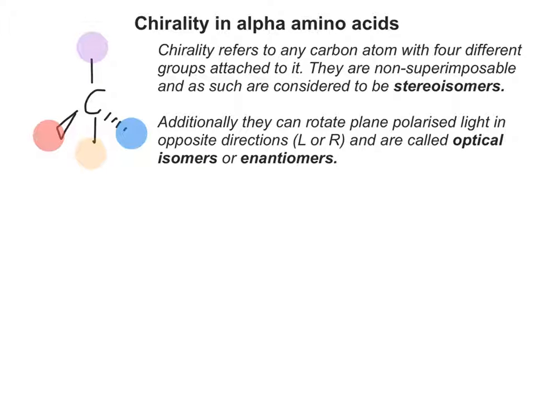So it's worth taking a moment to have a look at the idea of chirality in alpha amino acids. You may recall that chirality refers to any carbon atom with 4 different groups attached to it. It's called a chiral carbon then. So therefore there's 2 versions of this particular molecule. They can rotate plane polarized light in opposite directions to each other, and for that reason are called optical isomers or enantiomers.